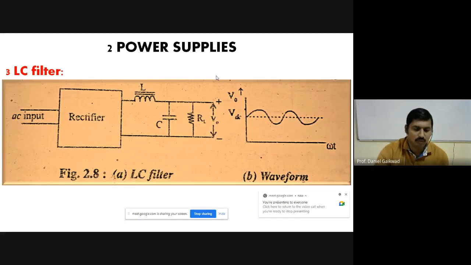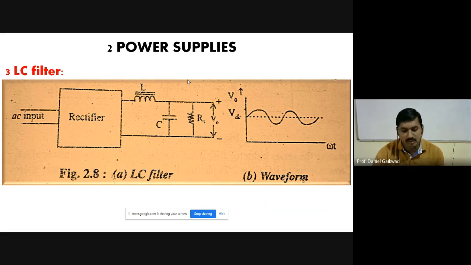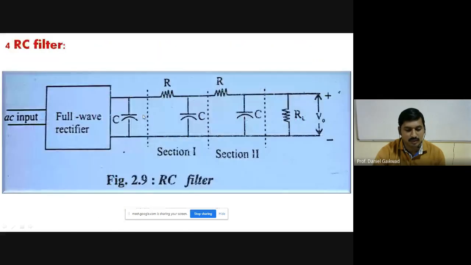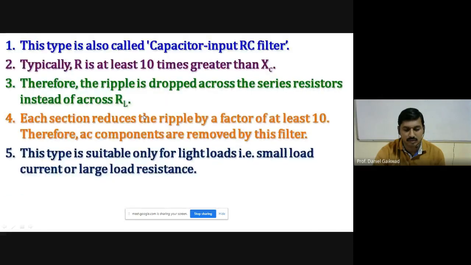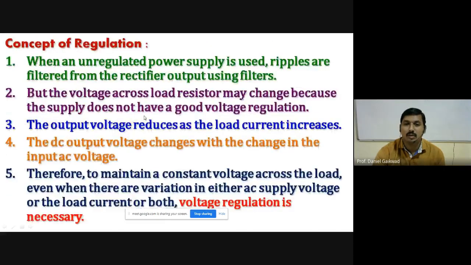Okay, now check carefully. In the previous lecture, we discussed the concept of LC filter, that is in the category of filter circuits. So there are four types of filters: the capacitor filter, inductor filter, LC filter, and RC filter. So we discussed in the previous lecture the LC filter, its description, then the RC filter, its description. Then we have the concept of regulation also, that we have already discussed in the previous lecture.